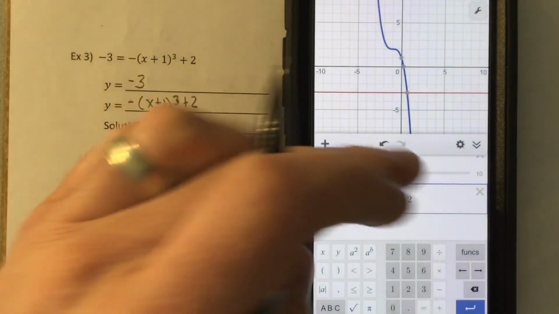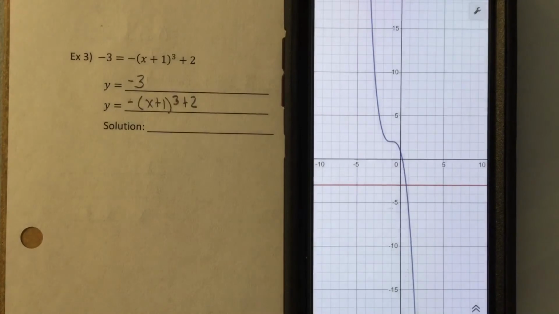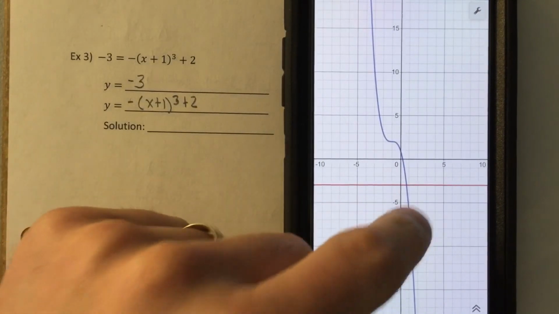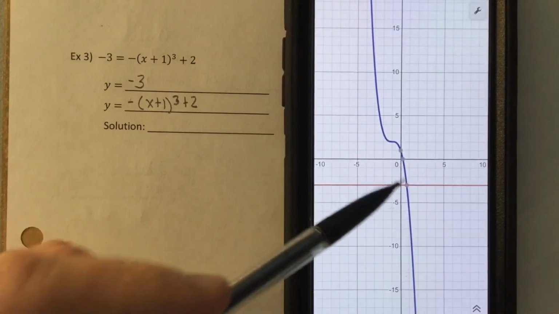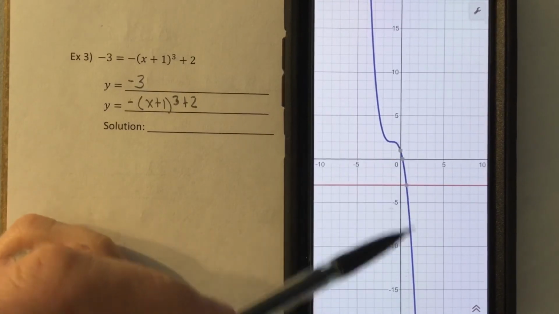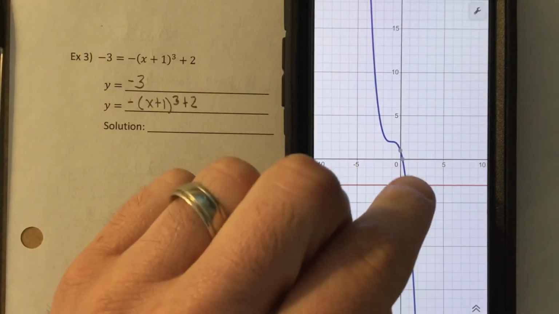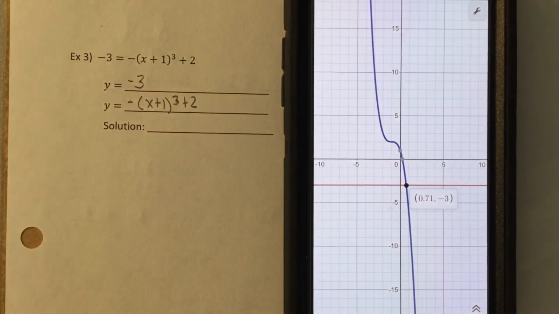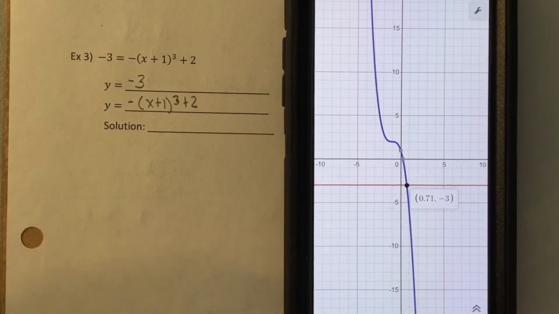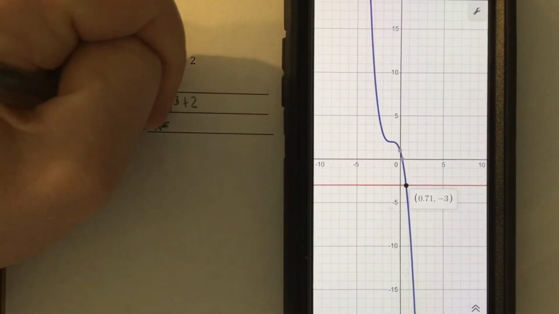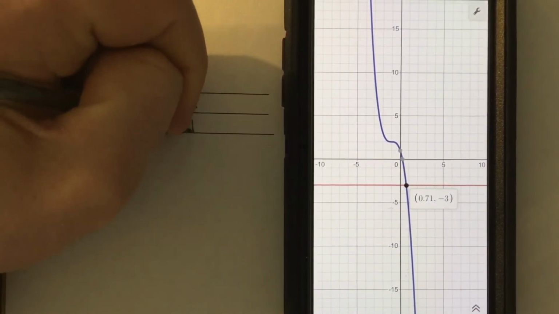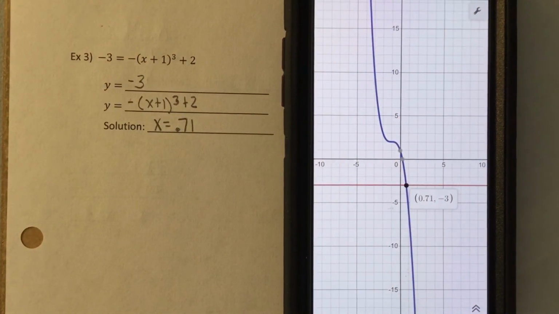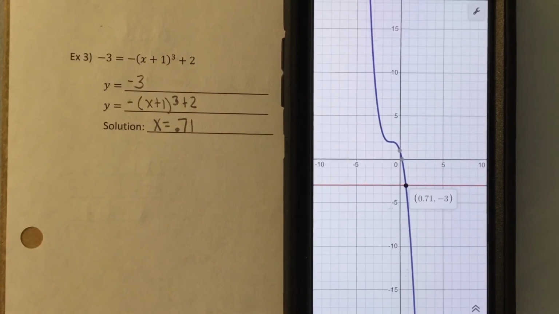All right, so I can put this down now. There's my graph. If I click on one of the graphs, notice these specific points pop up, and I want to find that intersection. So I click on that point, and this is where solving graphically is really nice because I get an answer that's a decimal, that would be a little bit more challenging to solve algebraically. So x equals 0.71. There will be no other intersection points because it's just a horizontal line.